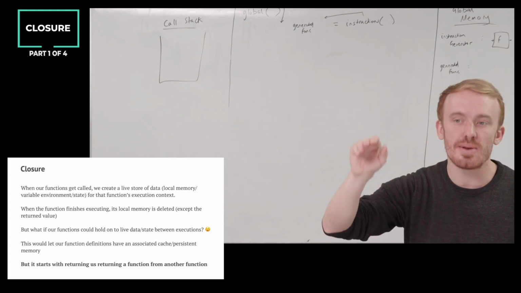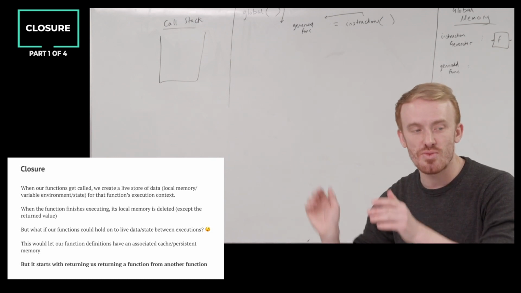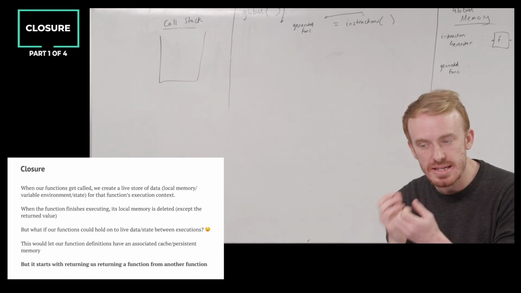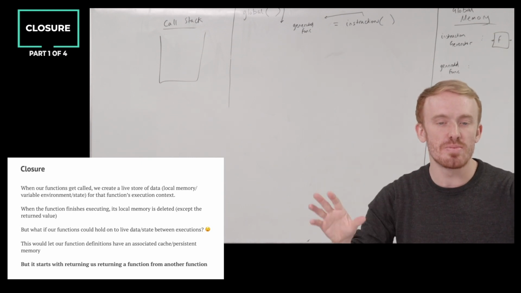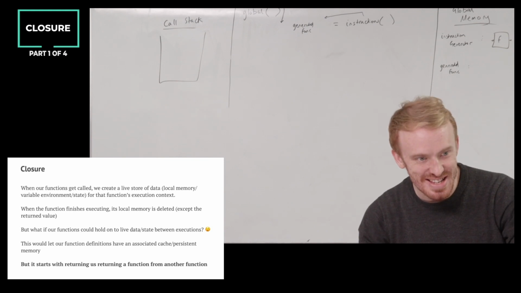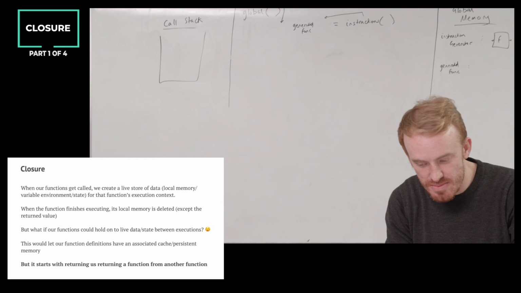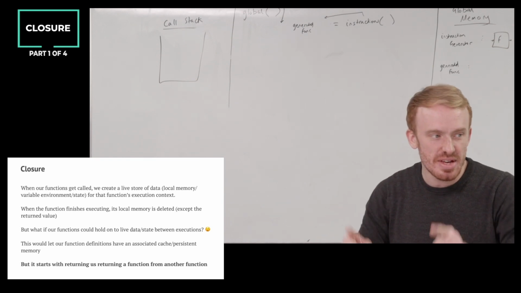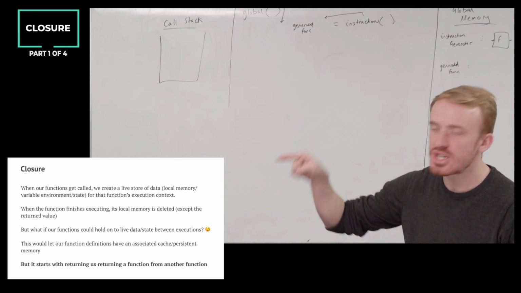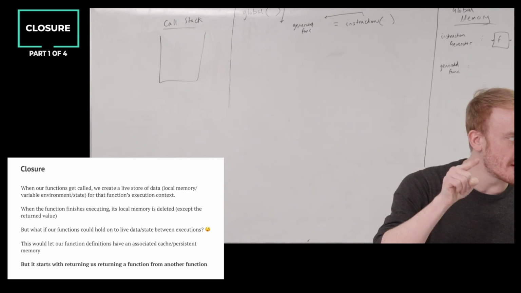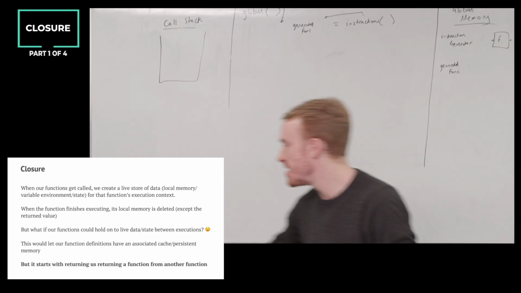But, as I say, what if our function could remember the previous times that it was run? What if somehow some of its data could be held onto and not deleted? That would give us these supercharged functions that have memories. Right now, functions start from scratch every time you run them. You run it, finish it, start from scratch, run it again. Now they could get memories. This would allow our function definitions to have an associated cache, persistent memory, but it all starts with us returning a function from a function.